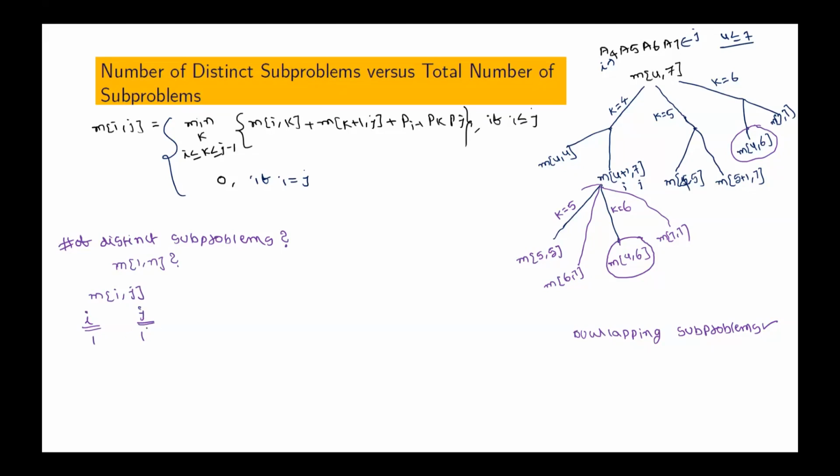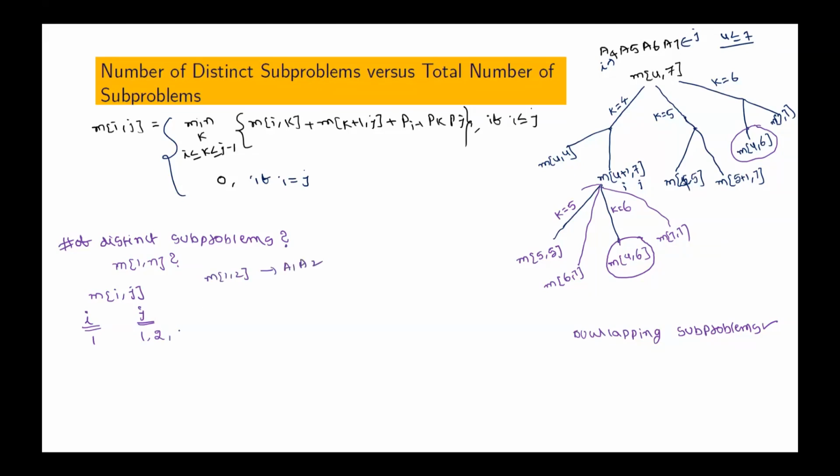Is it a valid subproblem or not? Correct, 1 comma 1 is a valid subproblem. What about M1 comma 2? M i comma j, with i equal to 1, j equal to 2. Is it a valid subproblem? M1 comma 2 means what? In order to multiply A1, A2, how many are required?